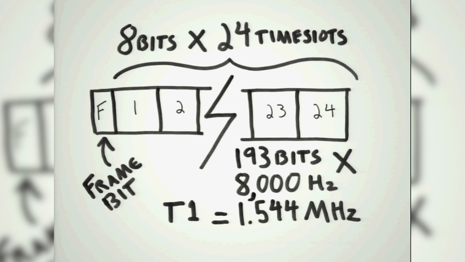But so in T1, we've got 24 audio samples. All of these samples are sampled at the same time, and then it repeats itself, and then that'll be the next sample for all your audio data. Does that make sense, everybody? Okay. So for T1, there's a frame bit in the beginning, and then this is referred to as a frame.